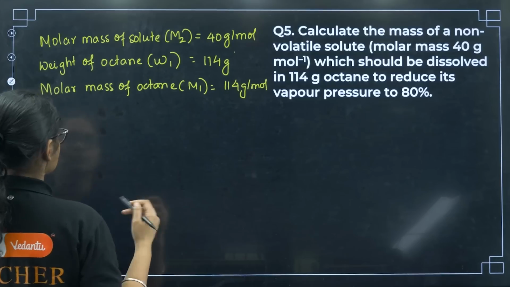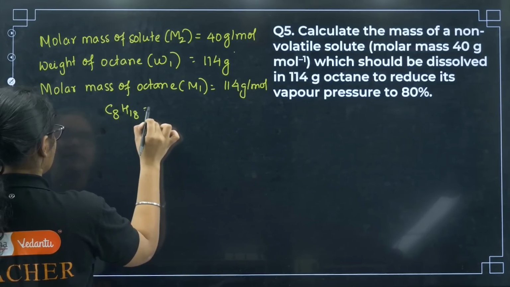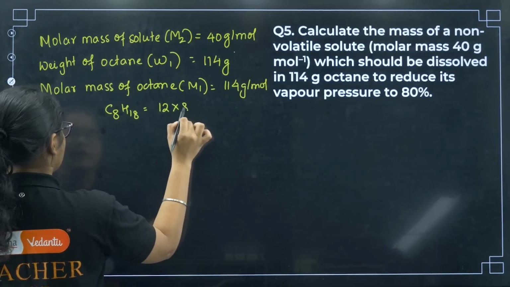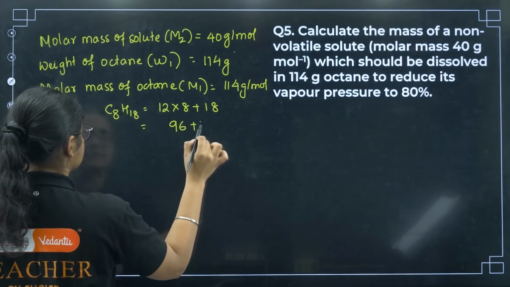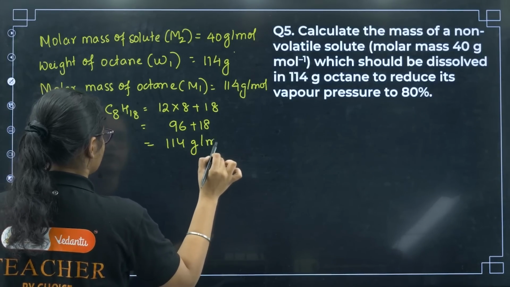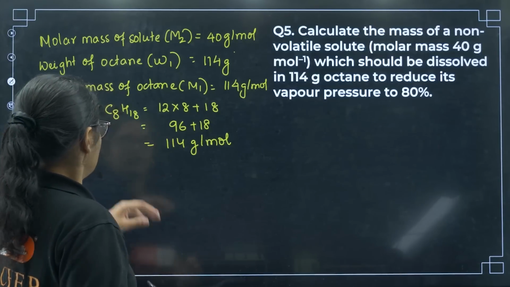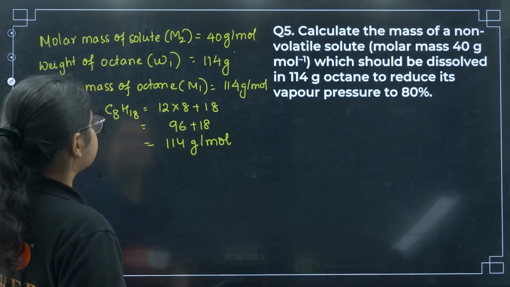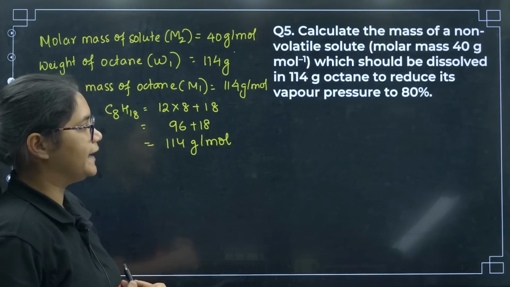Okay, so you can just show the calculation here. Octane is C8H18, right? So it is 12 into 8 plus 18, so that is 96 plus 18, and that is 114 gram per mole. Clear? This is done. Molar mass of octane is there. Now what else is given? The vapor pressure is reduced to 80%.